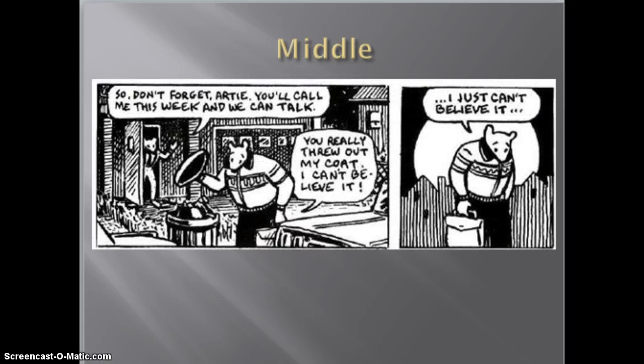In the middle of the story, there's the little bit where Vladek throws out Art's coat without asking and then gives him a jacket he hates. And that was supposed to tell us a lot about Vladek especially, but their relationship too, because generally people don't throw out other people's jackets without asking.